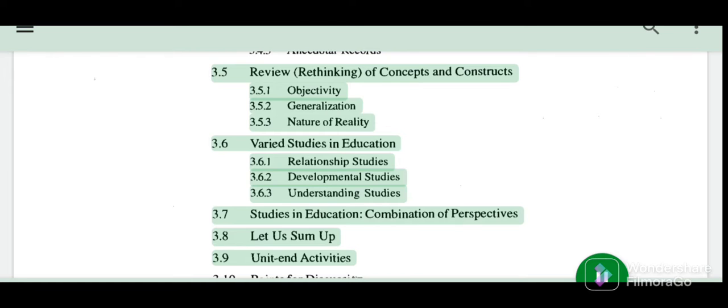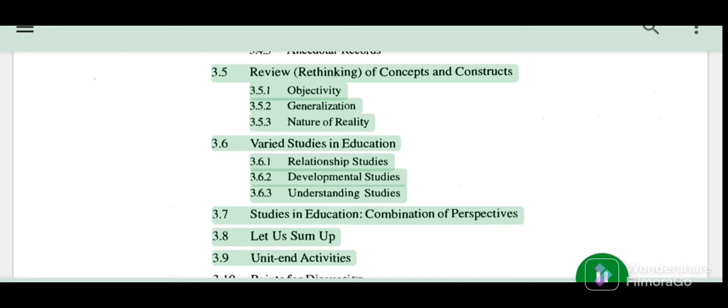3.5 Review Rethinking of Concepts and Constructs. 3.5.1 Objectivity. 3.5.2 Generalization. 3.5.3 Nature of Reality. 3.6 Varied Studies in Education. 3.6.1 Relationship Studies. 3.6.2 Developmental Studies. 3.6.3 Understanding Studies. 3.7 Studies in Education, Combination of Perspectives.